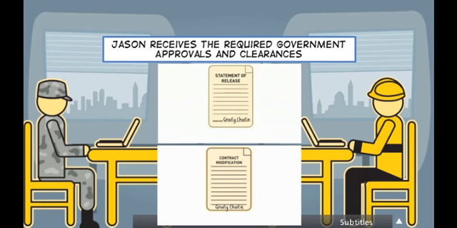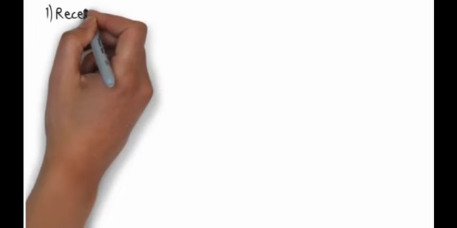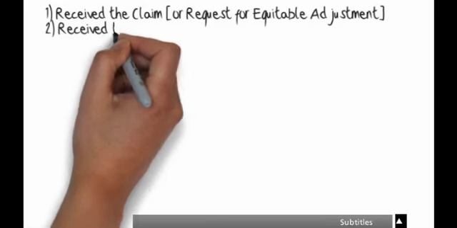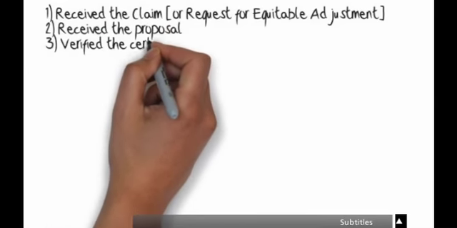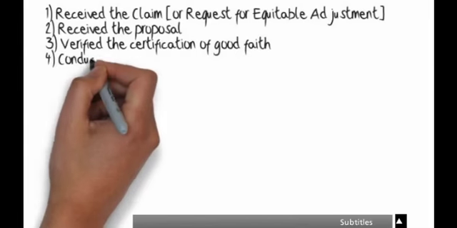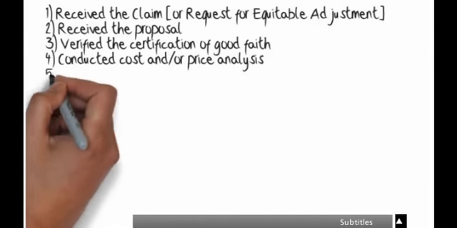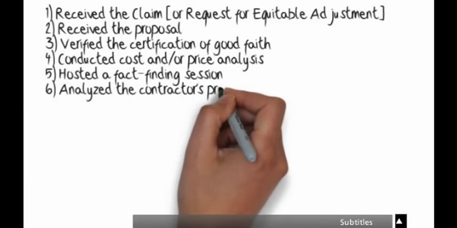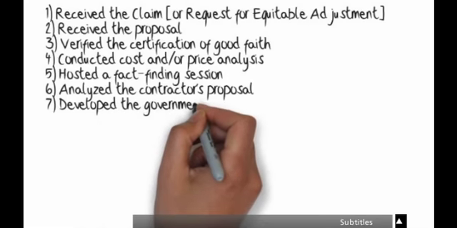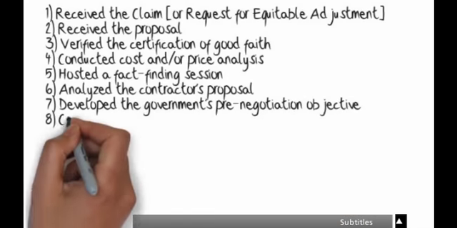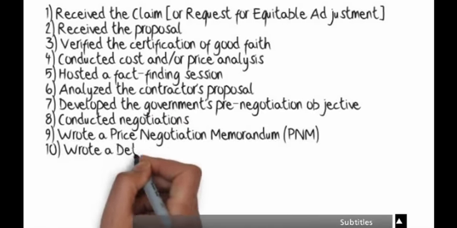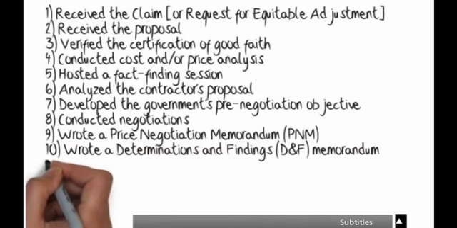In summary, Jason accomplished the following tasks. 1. Received the claim or request for equitable adjustment. 2. Received the proposal. 3. Verified the certification of good faith. 4. Conducted cost and/or price analysis. 5. Hosted a fact-finding session. 6. Analyzed the contractor's proposal. 7. Developed the government's pre-negotiation objective. 8. Conducted negotiations. 9. Wrote a price negotiation memorandum, PNM.